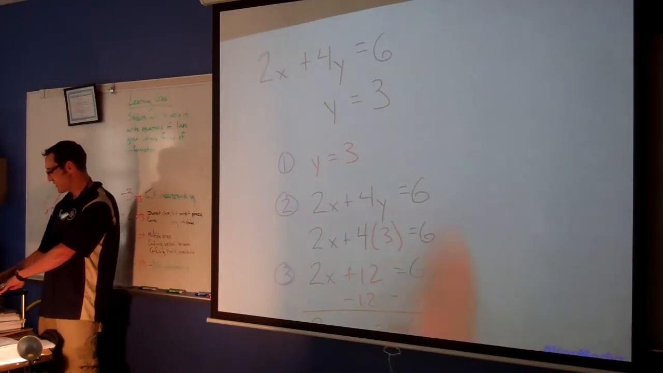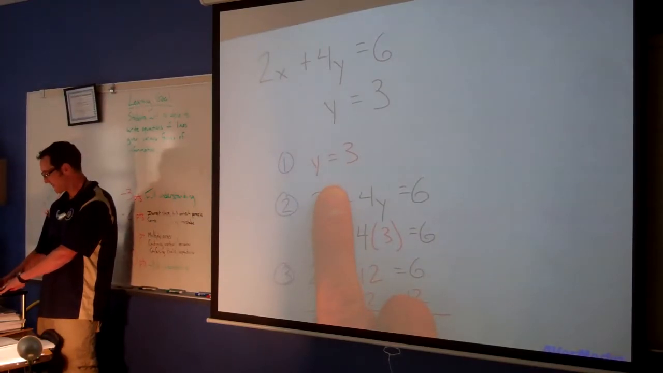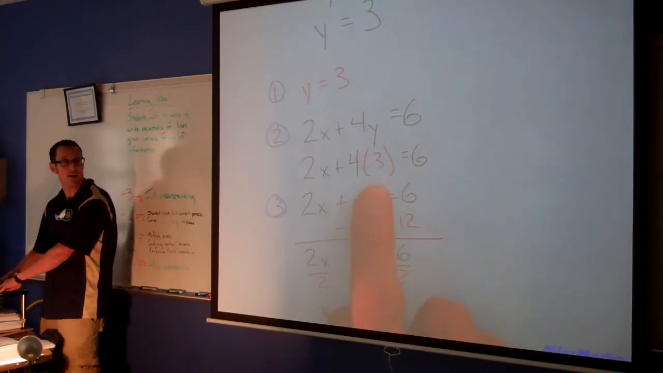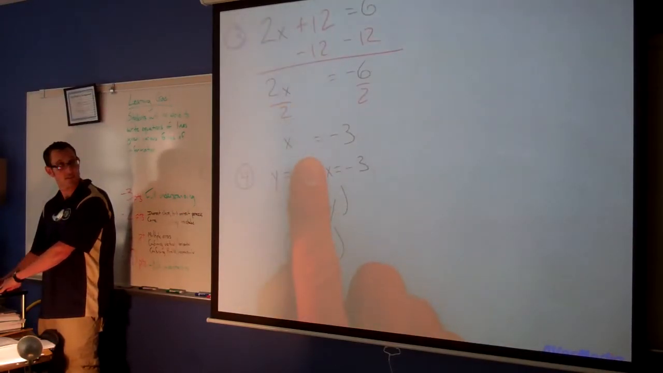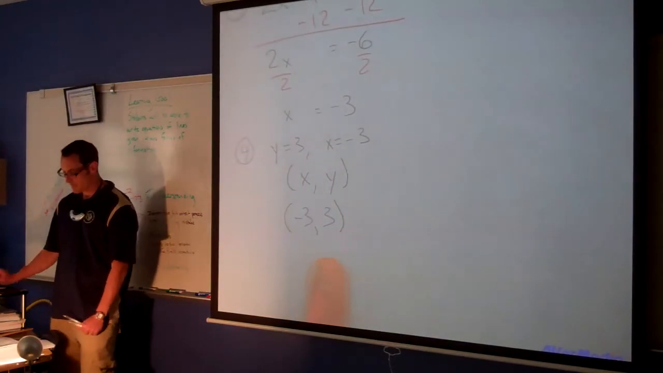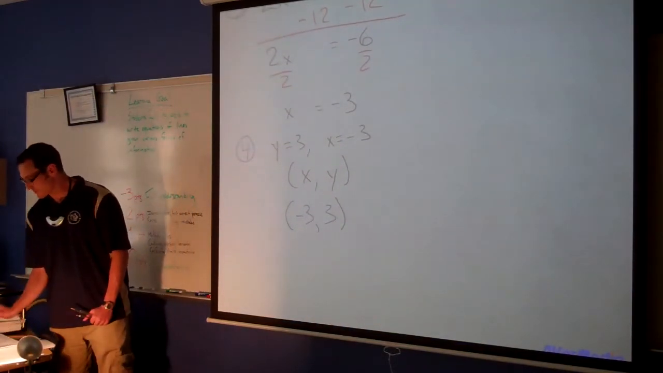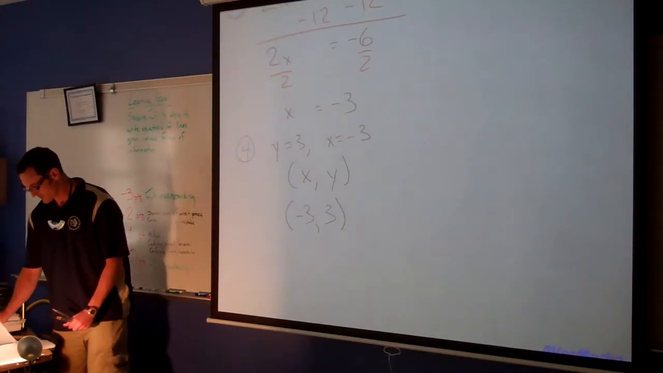So where do they cross? We get one value by itself. We know that y equals 3. We're going to plug that value into the other equation for y and find out what x is. And then we list that answer as an ordered pair. And that is using substitution to solve a system of equations.